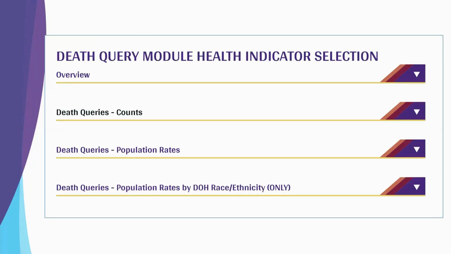As we'll see when we go to the live site, there are 3 types of death queries available in HHDW. First, there are counts, and then there are population rates. And then third, there are population rates by Department of Health race, ethnicity. And we'll talk about the differences between these types of queries next.